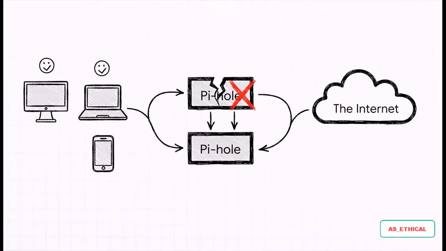Thankfully, there is a tried and true fix for this: redundancy. It's simple, really. A lot of savvy users just run two Pi-holes. You tell your router that you have two DNS servers. If one of them goes down for any reason, the other one just seamlessly takes over. Your network doesn't even skip a beat.